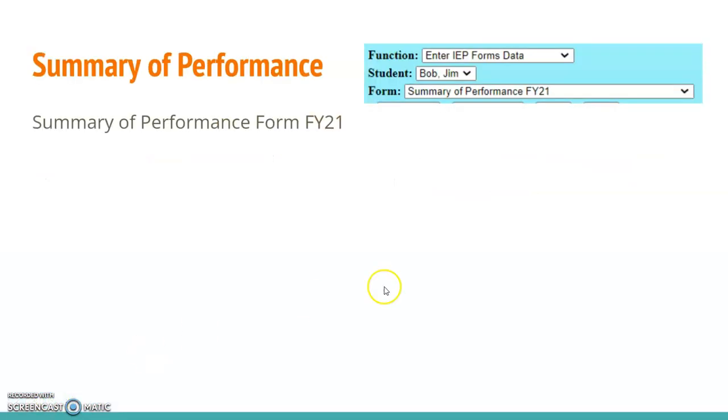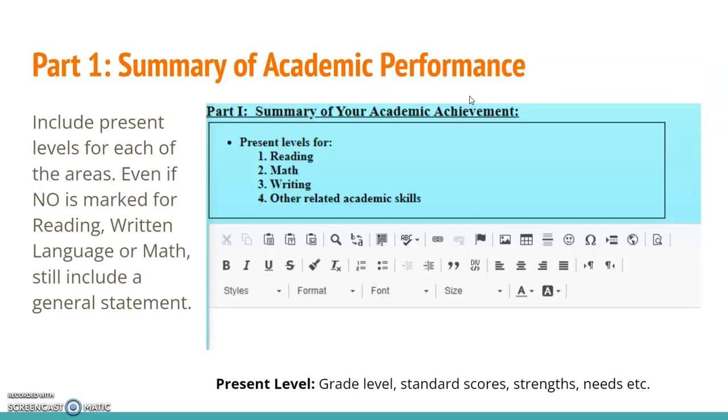The summary of performance form can be accessed by going to WebKids and entering the IEP Forms Data tab and then selecting Summary of Performance FY21. Once you get to that sheet, you will need to include the present levels for each of the following areas. Even if no is marked for reading, written language, or math, please include a general statement.